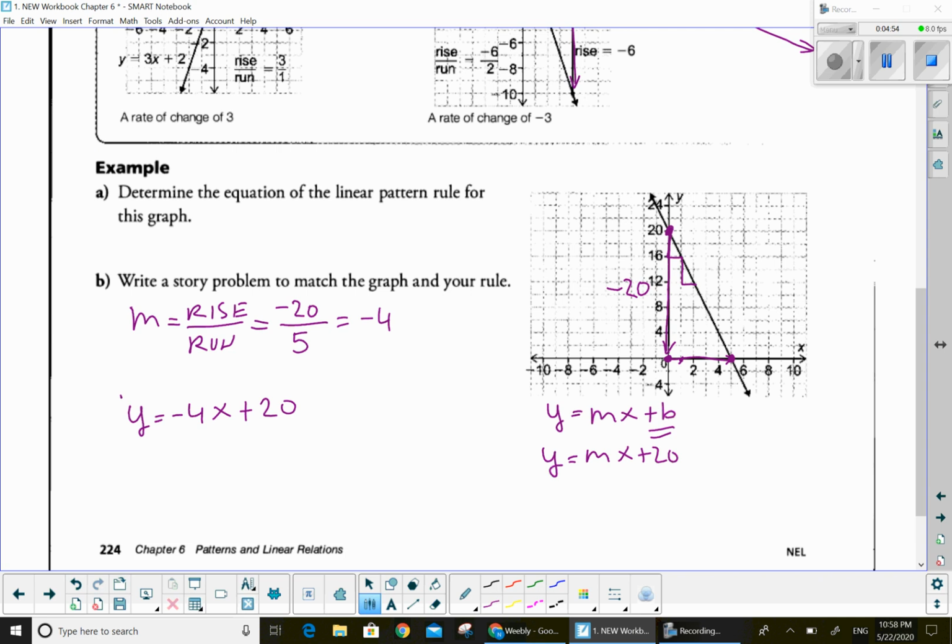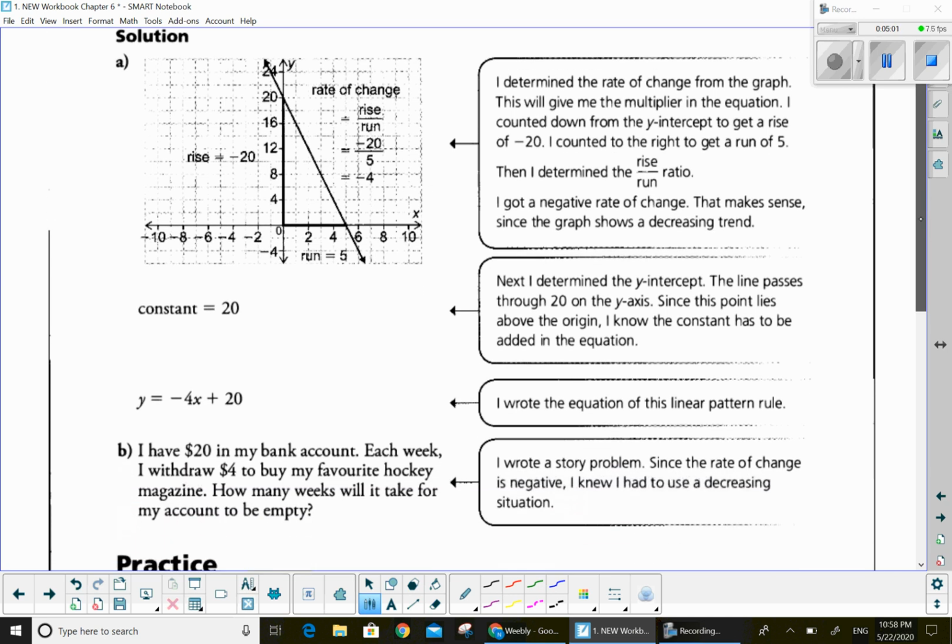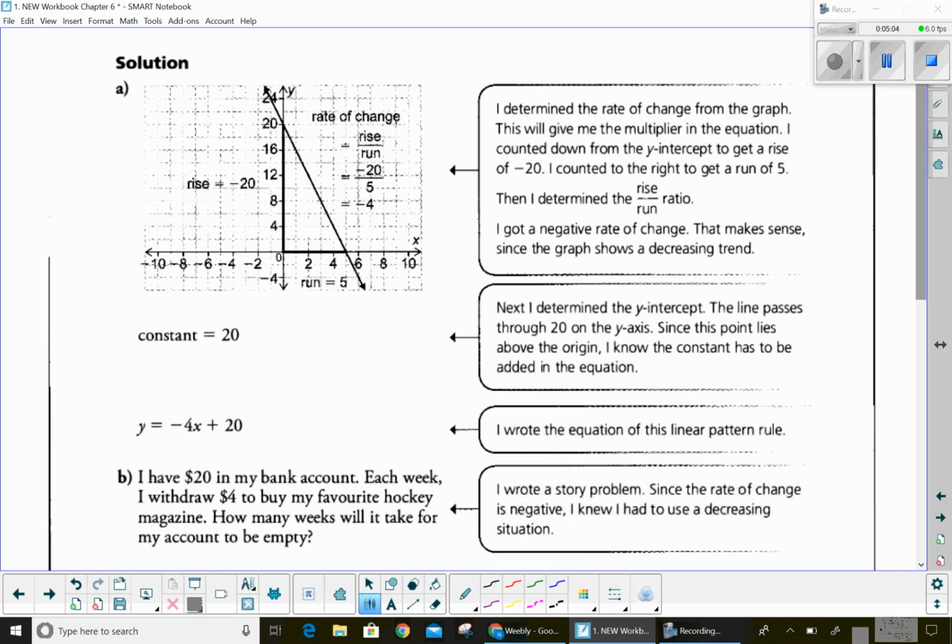There we go. And that's our equation. I'm just going to jump to the next page to show you pretty much they have the same thing. If you want to, you can go through their solution. And here's the story they had.